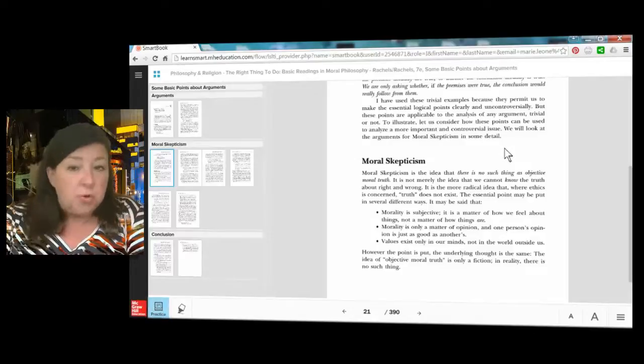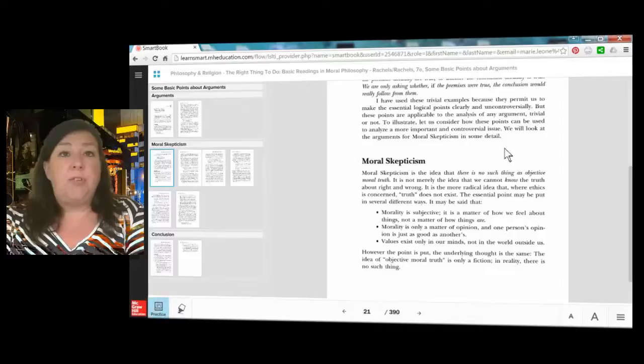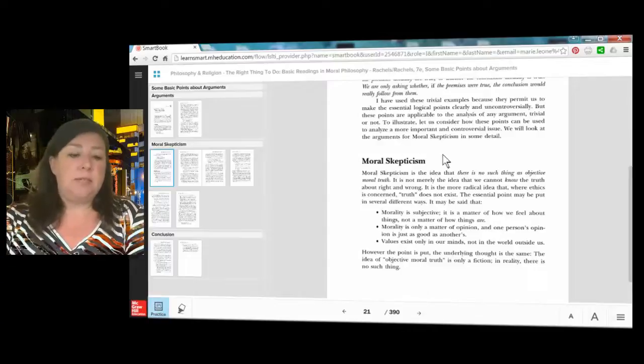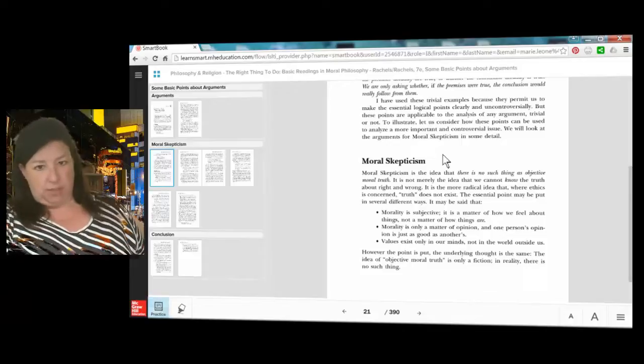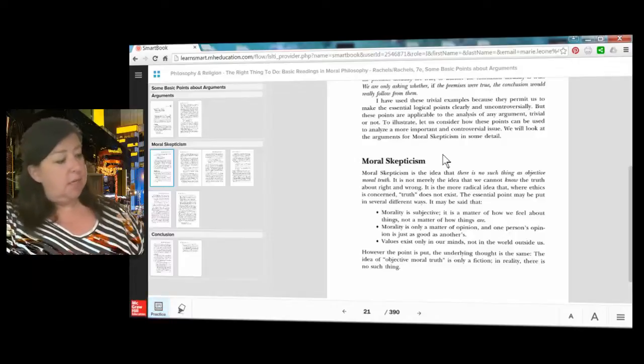Some people are total skeptics and don't believe that there's knowledge at all, and that you can never determine that anything's true or false. And that's just called skepticism. Moral skepticism is the belief that you can't make moral judgments at all. One variety of that is cultural relativism.